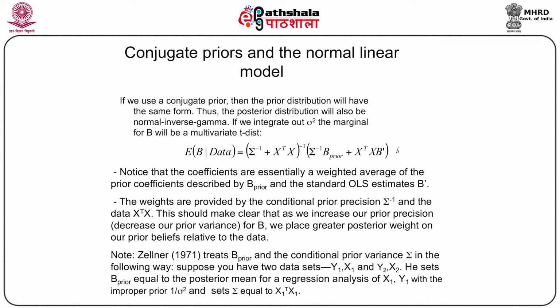We know that this distribution can be factored such that P of B0 up to Bk, sigma square equals P of B0 up to Bk given sigma square times the prior density for sigma square. P of B0 up to Bk given sigma square will be multivariate normal with mean vector B prior and covariance matrix sigma prior. And we take the prior on sigma square as inverse gamma with hyperparameters a prior and b prior.